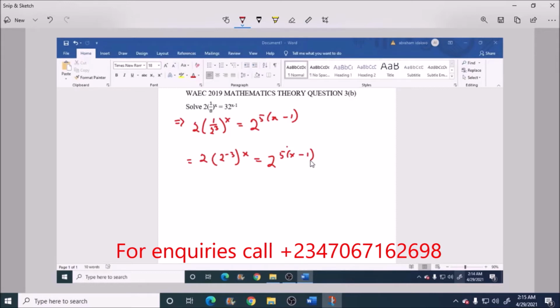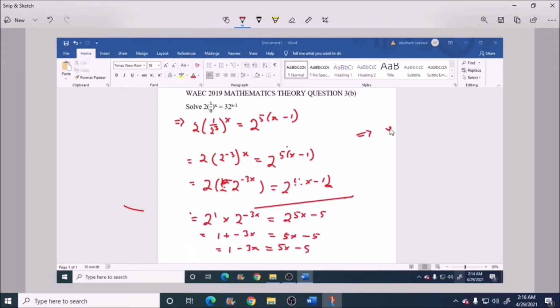So let's come to this side. Collecting like terms, we have 1 plus 5 equals 5x plus 3x. So here we have 6 equals 8x. Now dividing both sides by 8, we have 6 over 8 equals 8x over 8. So x is equal to 6 over 8, which is also equal to 3 over 4. So x is equal to 3 over 4.